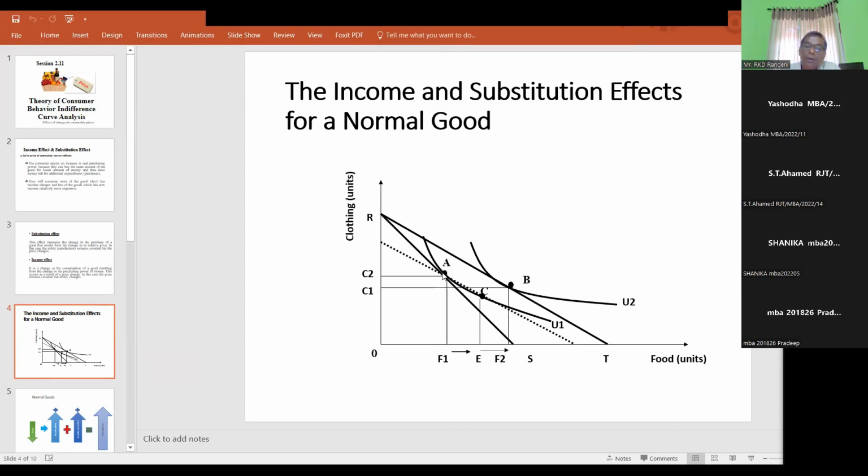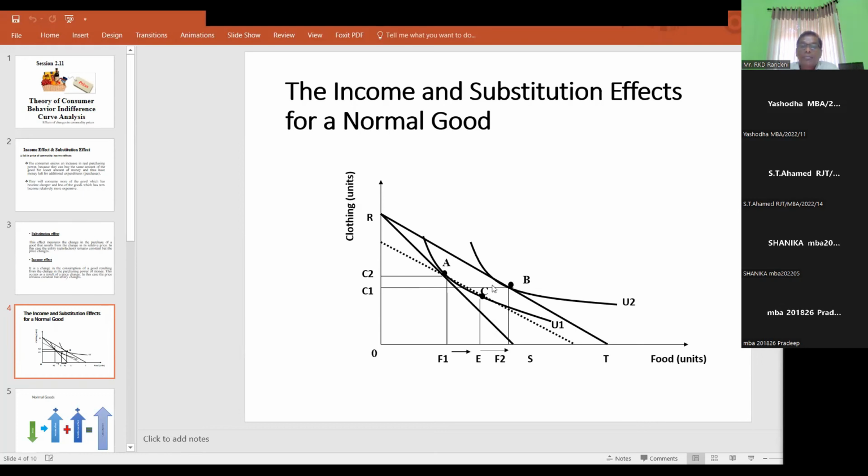Before the price change, PRS is the budget line. This is the equilibrium point A. And after reducing the price, the new budget line is RT. Then these are equilibrium points A and B. We can identify the two equilibrium points. That is the total effect. A to B is the total effect.